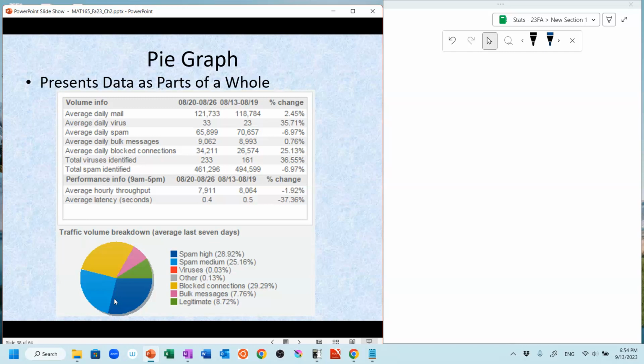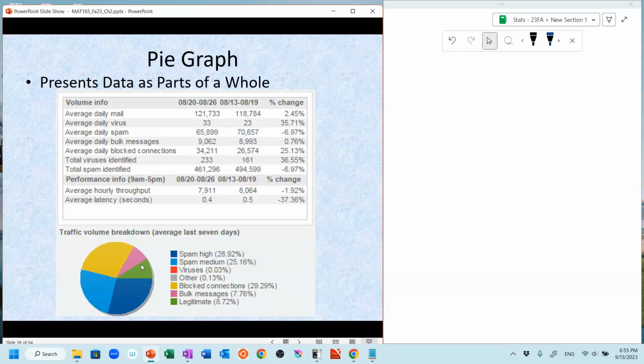But if I wanted to put those in a pie graph, I can see at a really quick glance, I have 3 contributions that are about a quarter each. And then the remainder is split about evenly between 2 other contributions. So I see blocked connections, medium and high spam are about 25% each.